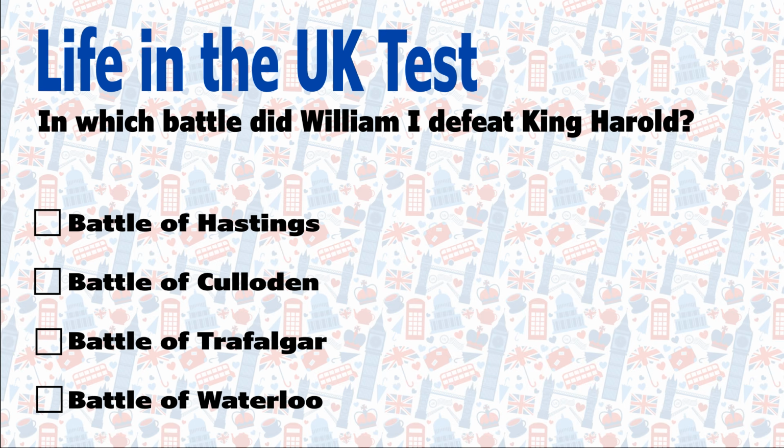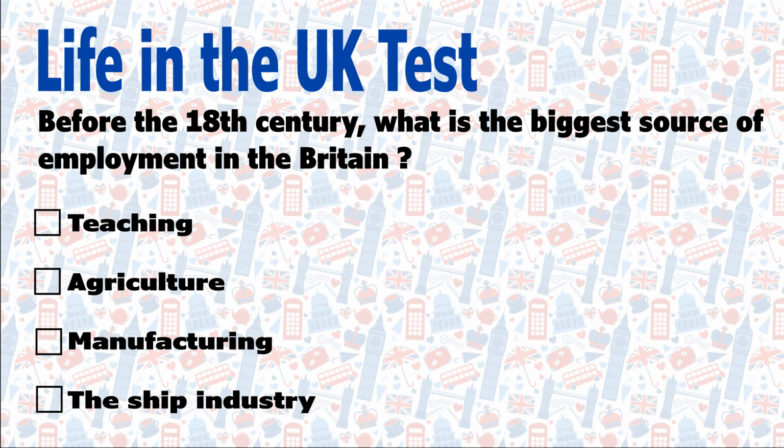In which battle did William I defeat King Harold? Battle of Hastings, Battle of Culloden, Battle of Trafalgar, Battle of Waterloo. In 1066, an invasion led by William, the Duke of Normandy, defeated Harold, the Saxon King of England, at the Battle of Hastings. Before the 18th century, what was the biggest source of employment in Britain? Teaching, agriculture, manufacturing, the ship industry.